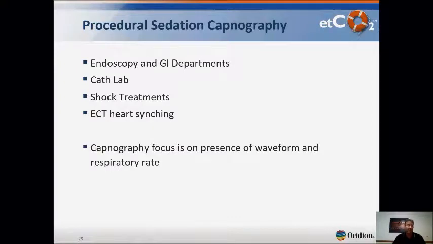Procedural sedation capnography, most often for us, is in endoscopy and GI departments, and this is where a big money bucket is for Bell Medical sales reps: identify your freestanding endoscopy centers or your GI departments within hospitals, identify what they're using now, and let me know, and I'll help you strategize on how to sell them. We have an excellent CO2 monitoring option for any endoscopy or GI department.